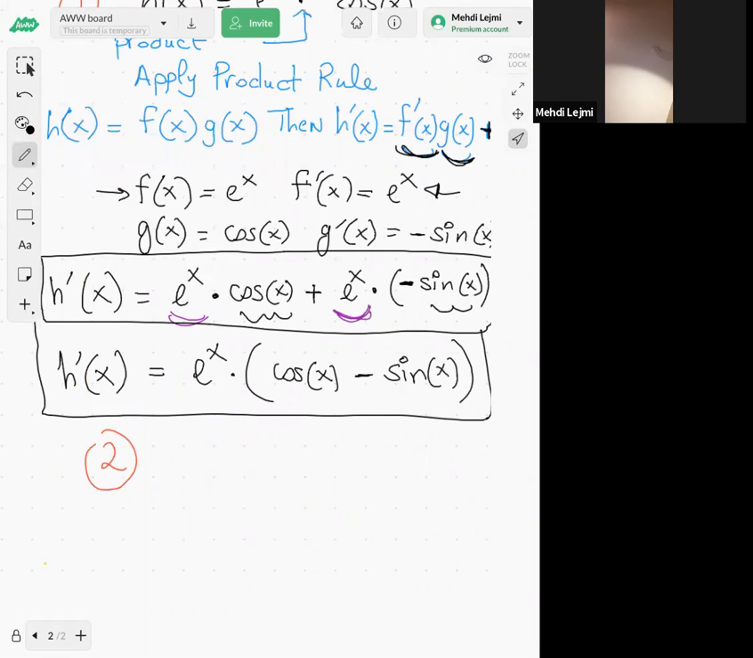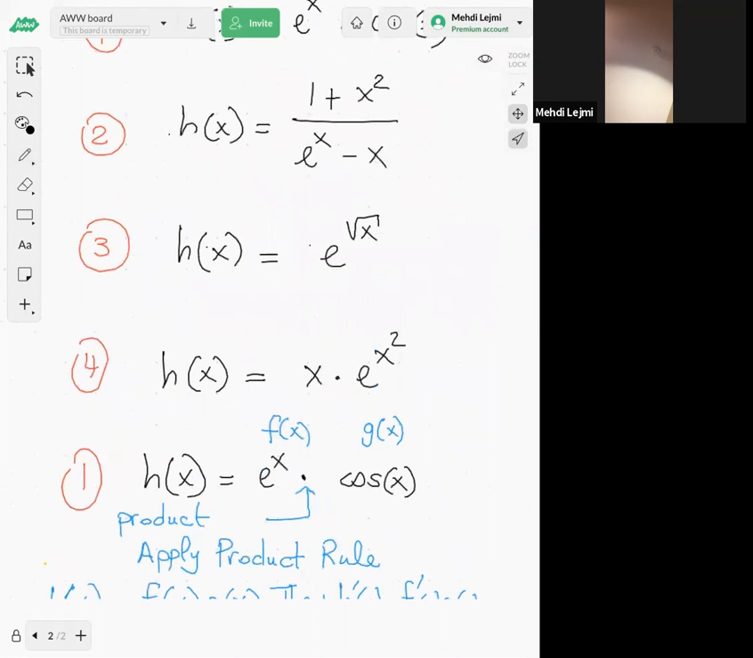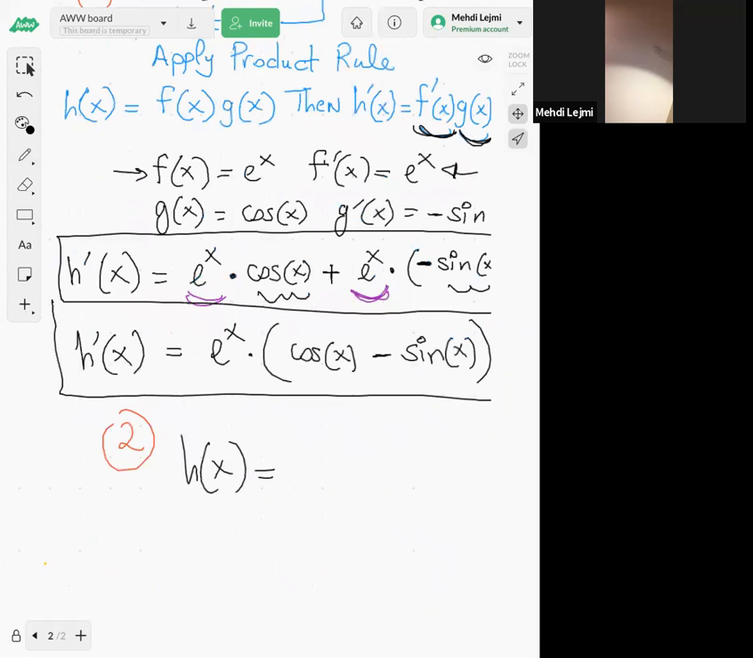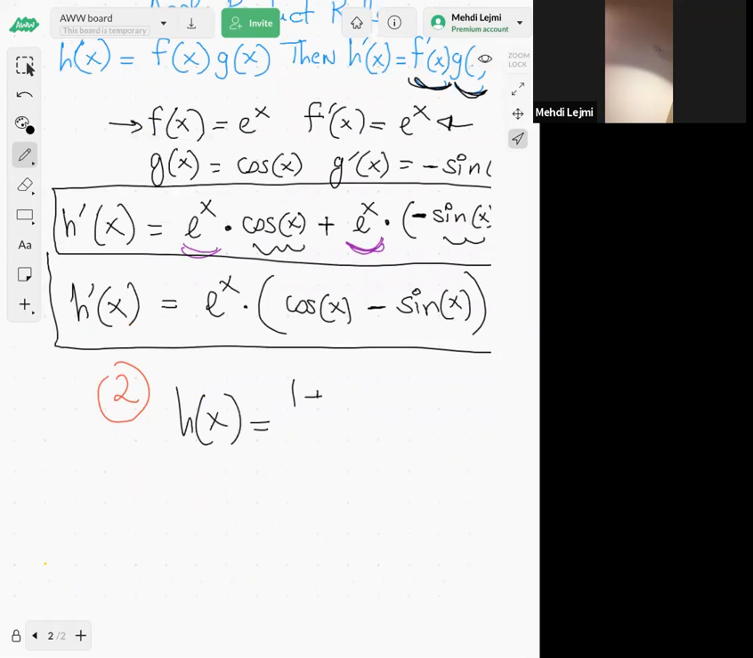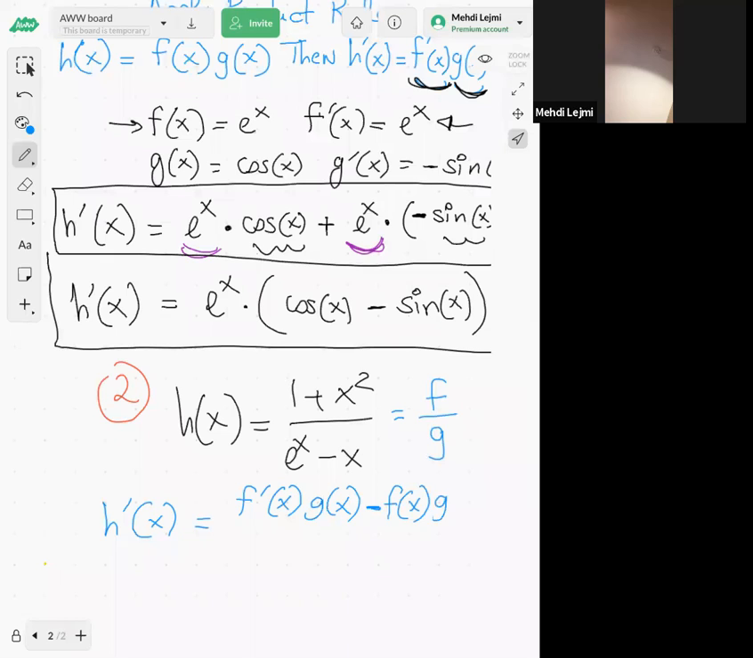So it's h of x, 1 plus x squared over e to the x minus x. So this is like f over g. It's a quotient, so we're going to apply the quotient rule. Then h prime will be f prime of x times g of x minus f of x times g prime, over g squared of x. So this is my quotient rule.